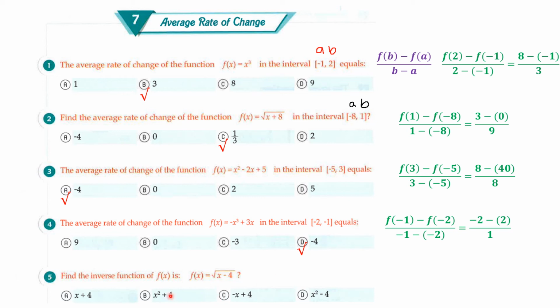And this function is asking us to find the inverse function of f of x, which is root of x minus 4. The steps for doing this, we took it in algebra 2. The first step is to exchange y and x. Write x instead of f of x and write y in place of x. The second step is to solve for y. You want to isolate y. So y minus 4 is equal to x squared. Here we squared both sides. And then the last thing, to get rid of the -4. So the answer is x squared plus 4.